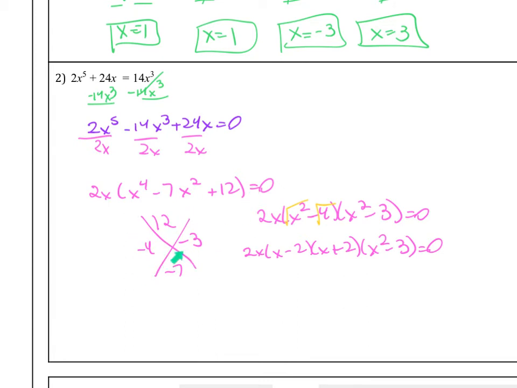So I do the x method, what multiplies to 12, that adds to negative 7, negative 4 and negative 3. So the 2x gets written in the front. Now it's of a higher degree, x to the 4th. Remember, just divide that in half. So you write an x squared and an x squared.